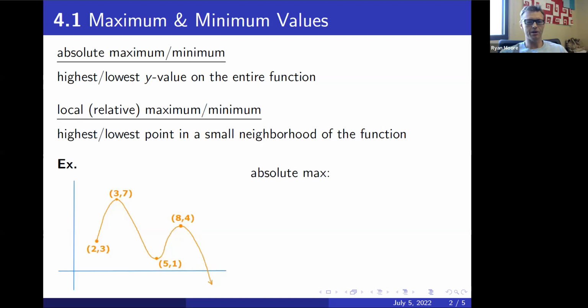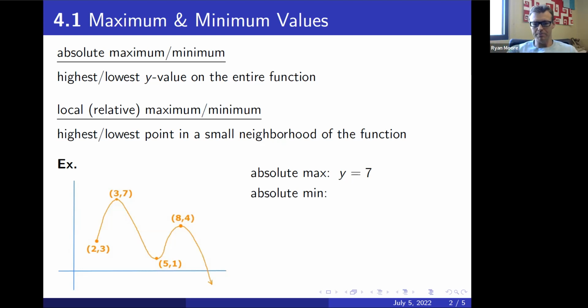That'd be the highest y value on the entire thing. Well, right there, the highest point is at (3, 7). And so we'll say y equals 7 is the absolute max, the very highest y value.